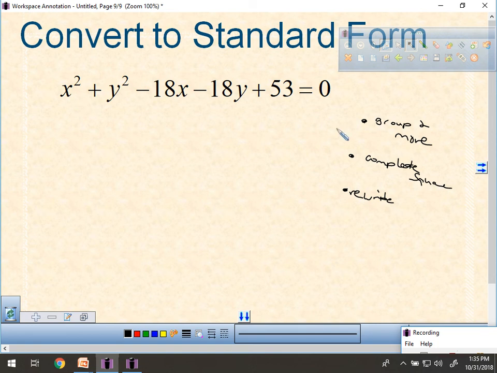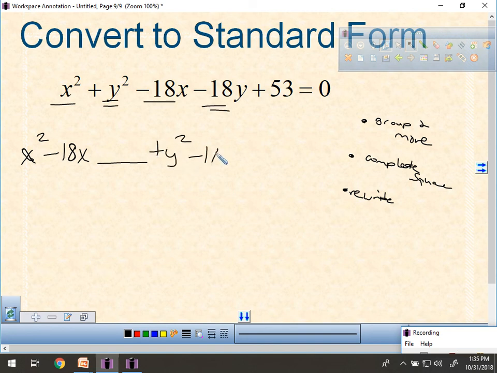All right, so the first thing is I'm going to group and move. So I'm going to group the x's together. So I'll have x squared minus 18x, and then leave a space, and then group the y's. So you're going to get y squared minus 18y. Leave a space, and then move the 53, which is positive, move it over, so that's negative 53.